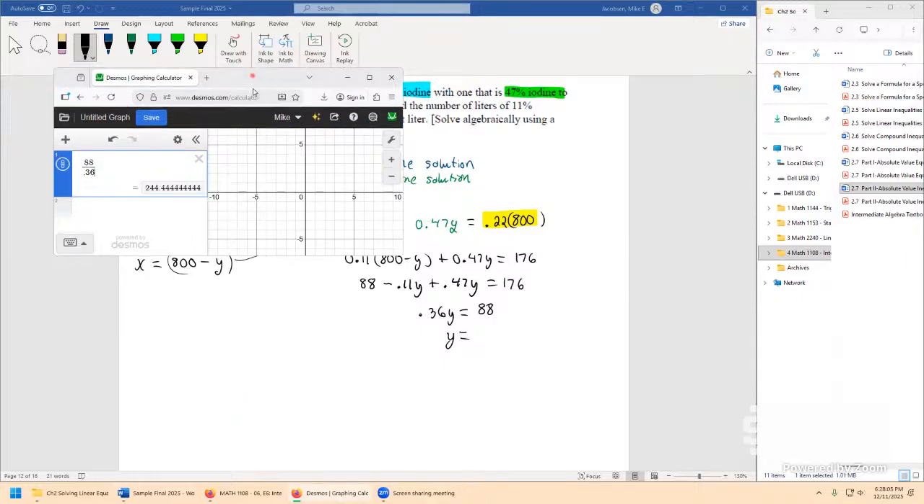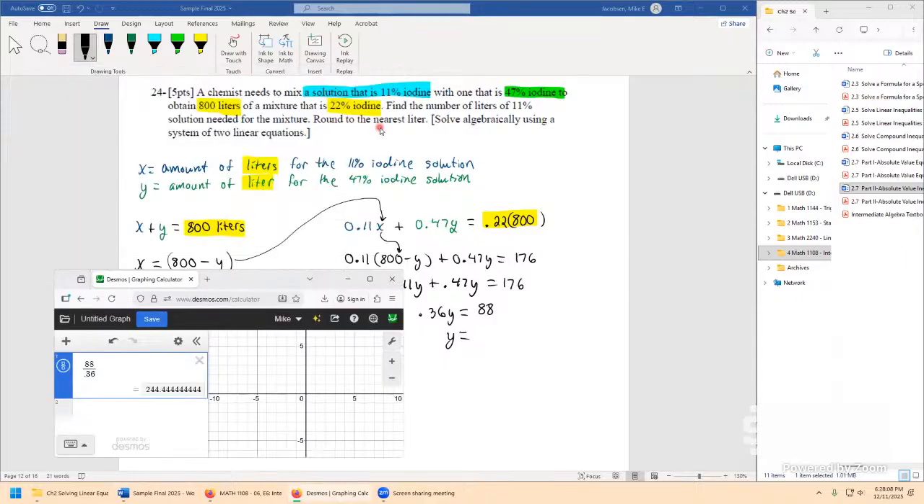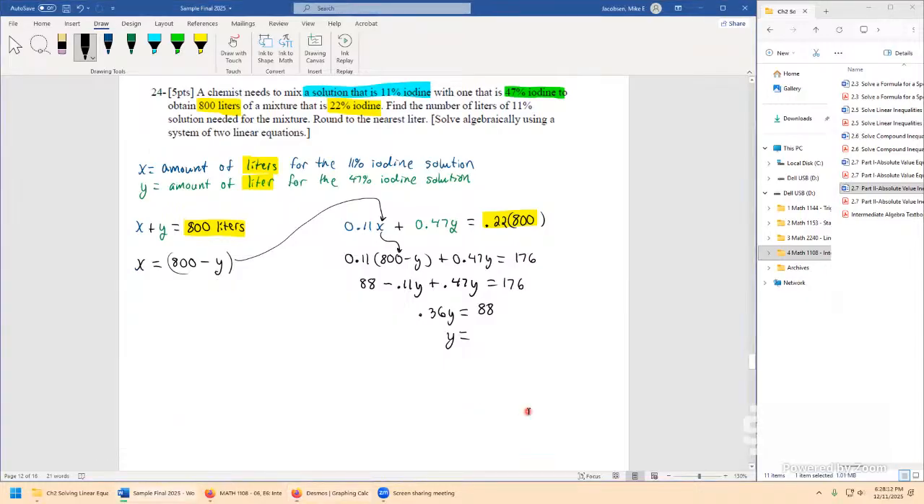And let's see what we're rounding to on this one. To the nearest liter. So this comes out as 244 liters with that level of rounding. And if I thought about our goal, find the number of liters in the 11% solution, which is x, I might have done this one a little bit differently. Maybe we should have solved for y on this one, then we would have had a solution for x.